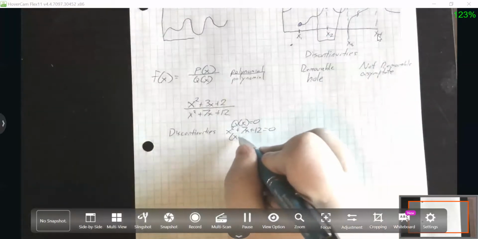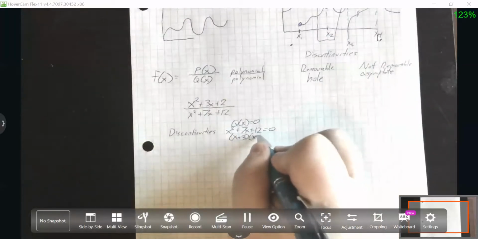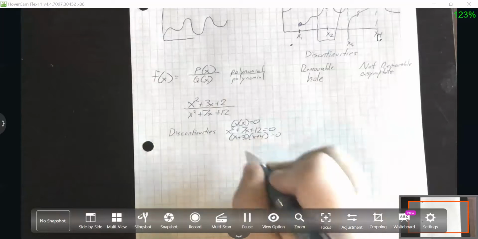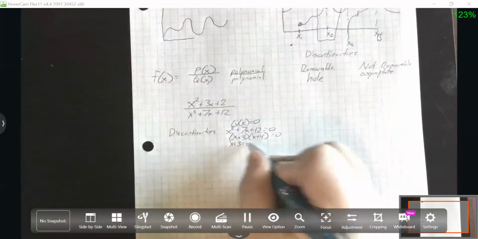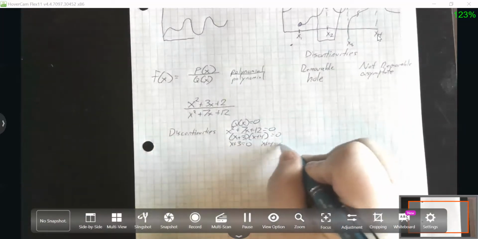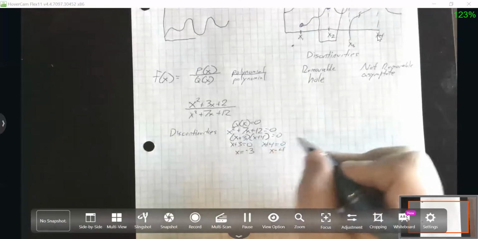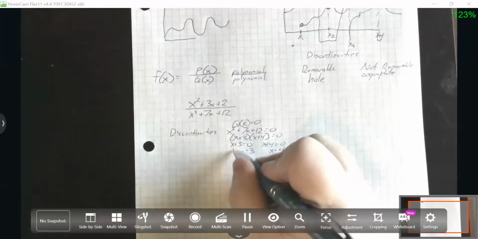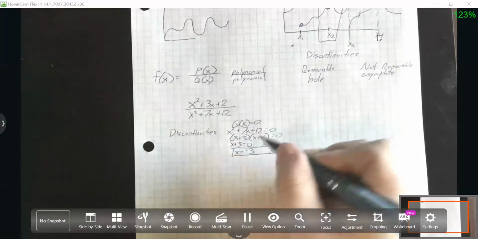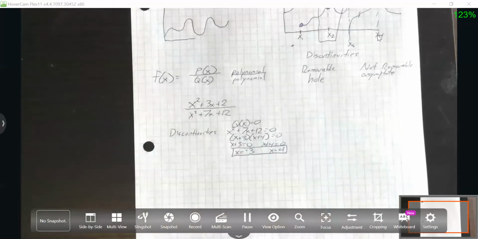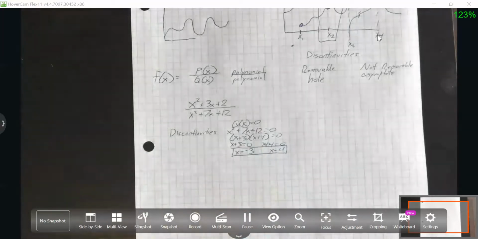So in this case, this is x plus 3 times x plus 4. So we'd get x plus 3 equals 0, or x plus 4 equals 0. This gives us two different discontinuities, x equals -3, x equals -4. So those are going to be the points where something went wrong with our graph. We haven't talked about whether they're removable or not yet. We'll get to that in a little bit, but these are the points where something went wrong.